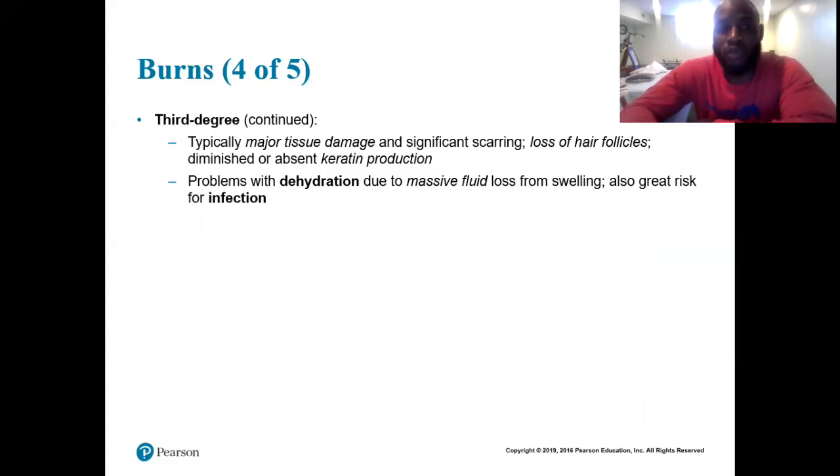All right, that's more on the third degree burn. We talked about dehydration. You can have massive fluid loss as well, and the risk of infection is very high as well.